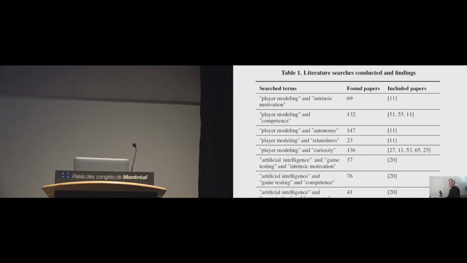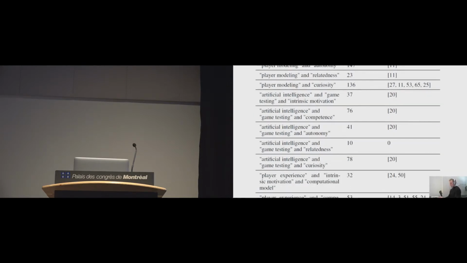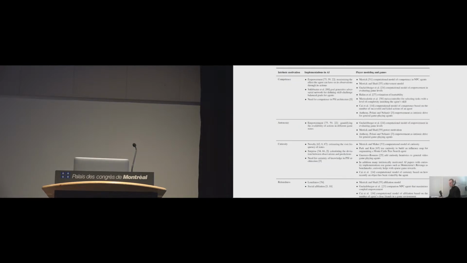Here's the searches that we conducted. The exclusion criteria are explained in the paper. For example, we excluded many papers that did not have any game-playing agents, but instead focused on psychometric models of human players. Table 2 of the paper summarizes the results following the three-part approach.